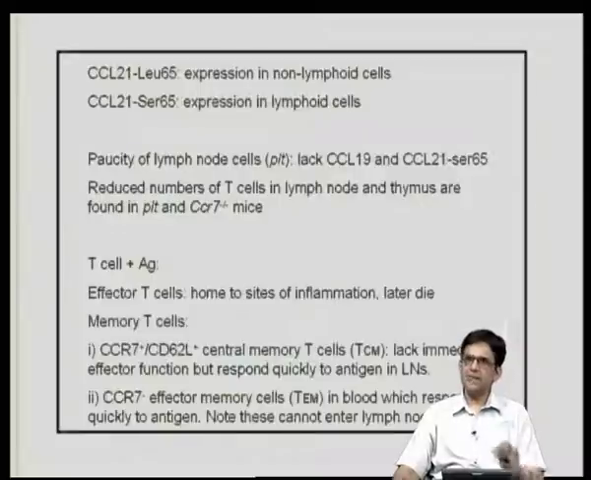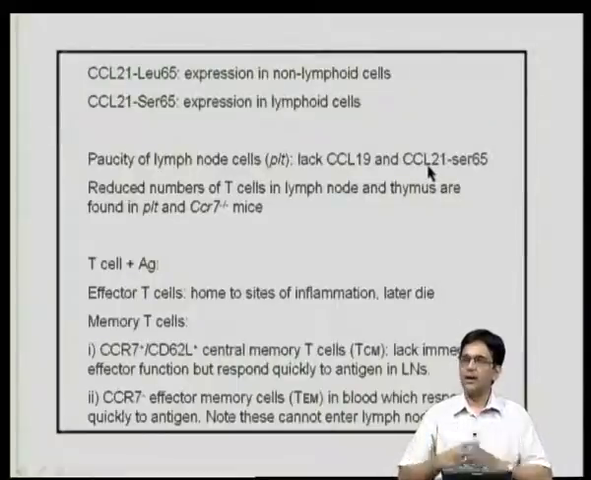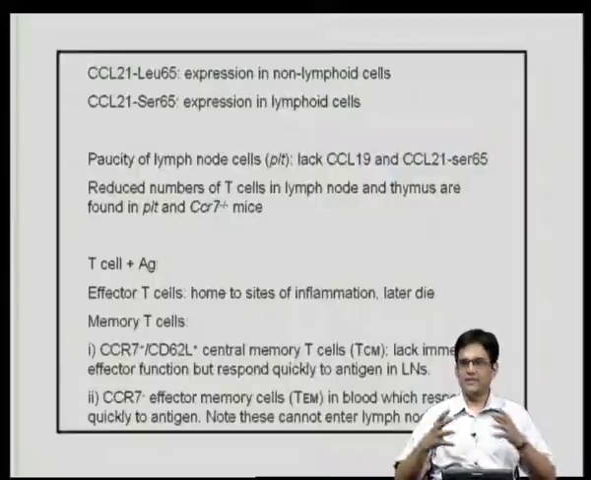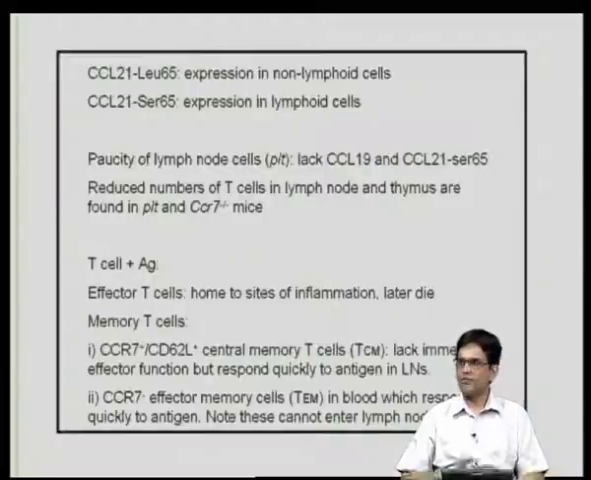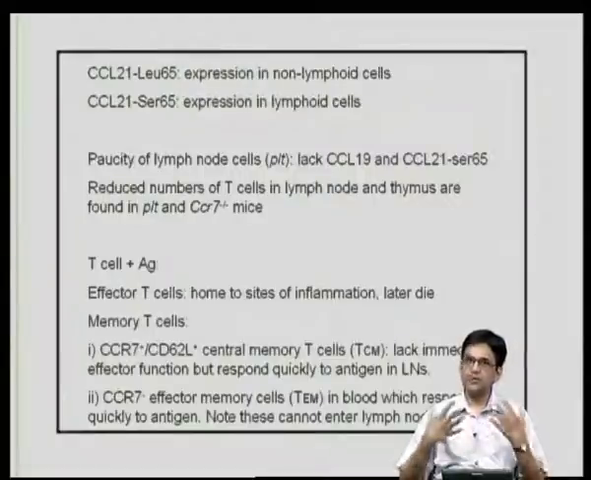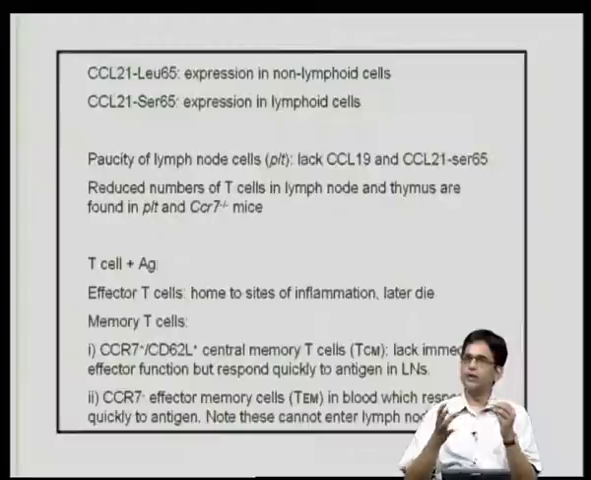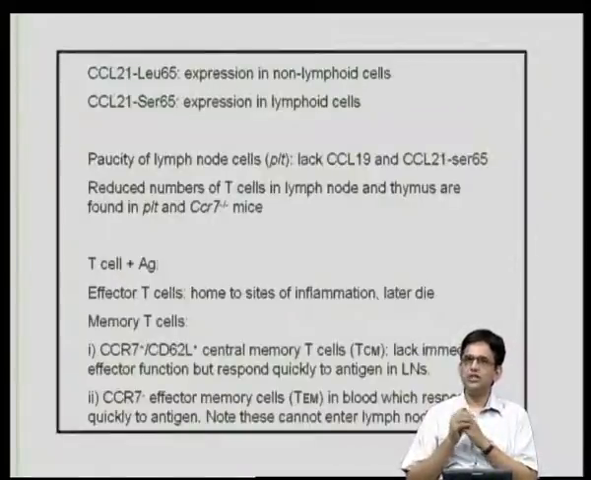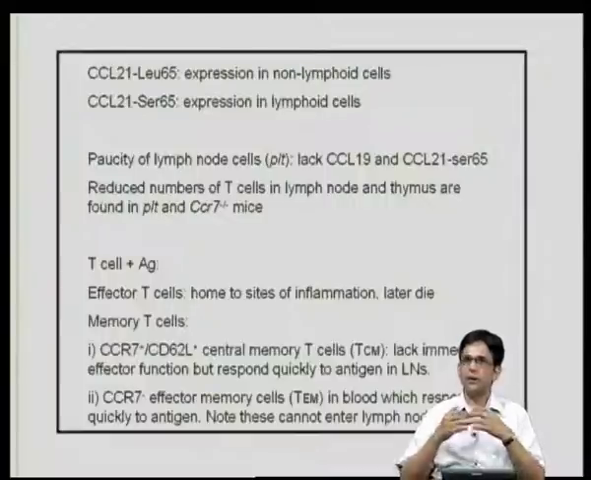Now, what is interesting is there are mutants. In fact, there is a natural, spontaneous mutant that was isolated, and the name of it is interesting: paucity of lymph node T cells, and these lack CCL19 and CCL21 SER65, because remember this is where it is expressed in lymphoid cells. In fact, there is a deletion as a result of which CCL19 and CCL21 SER65 are not expressed. And right from the name of the mutant, which is paucity of lymph node cells, at the time the mutant was generated, they had no idea which gene or genes are responsible for it, but the phenotype was apparent.